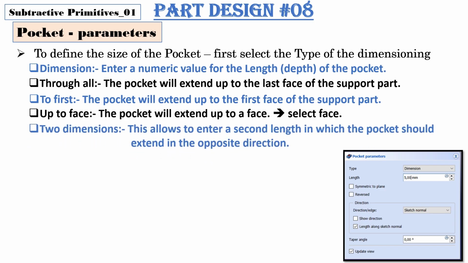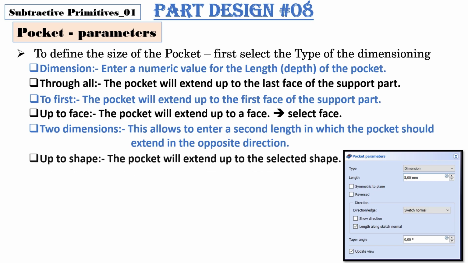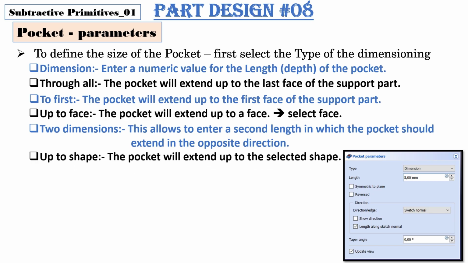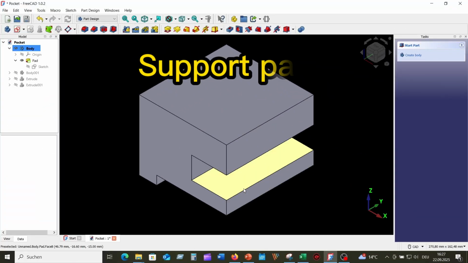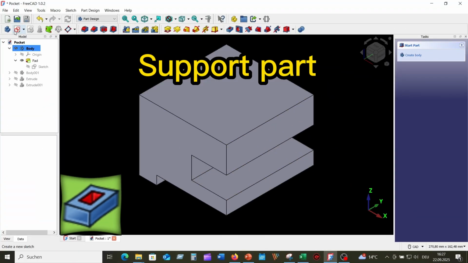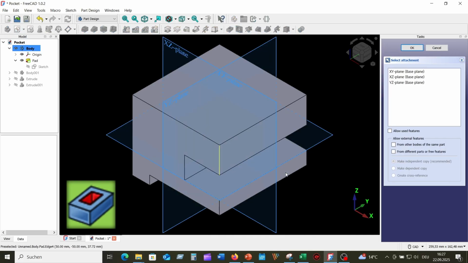The next parameter is two dimensions. This allows you to enter a second length in which the pocket should extend in the opposite direction. The last parameter is up to shape. In this case, the pocket will extend up to the selected shape. Press the Select Face button and select a face or a datum plane from the body. In the following examples, I will show you the different ways to create the subtractive primitive pocket.